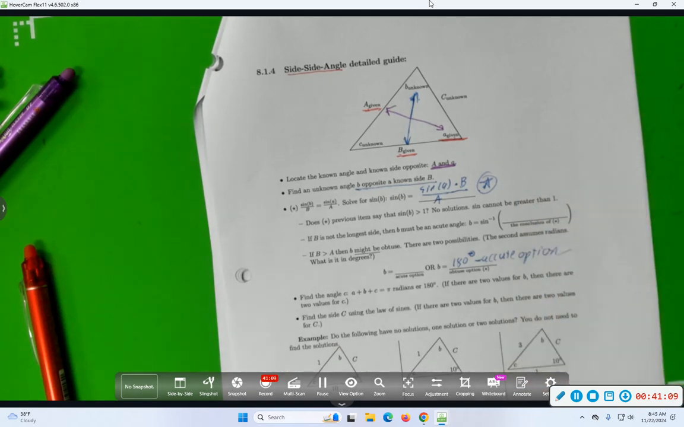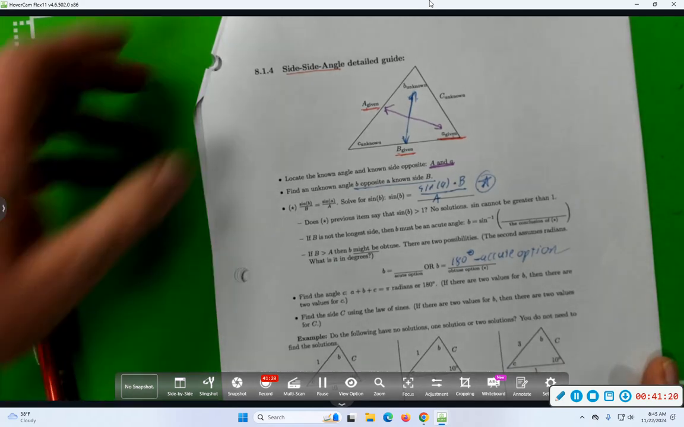Which is the same as the acute option, but 180 degrees minus. Feel good right now? And notice this is exactly what we did. I just want to write down the logs. And from there, you know what you need to do.